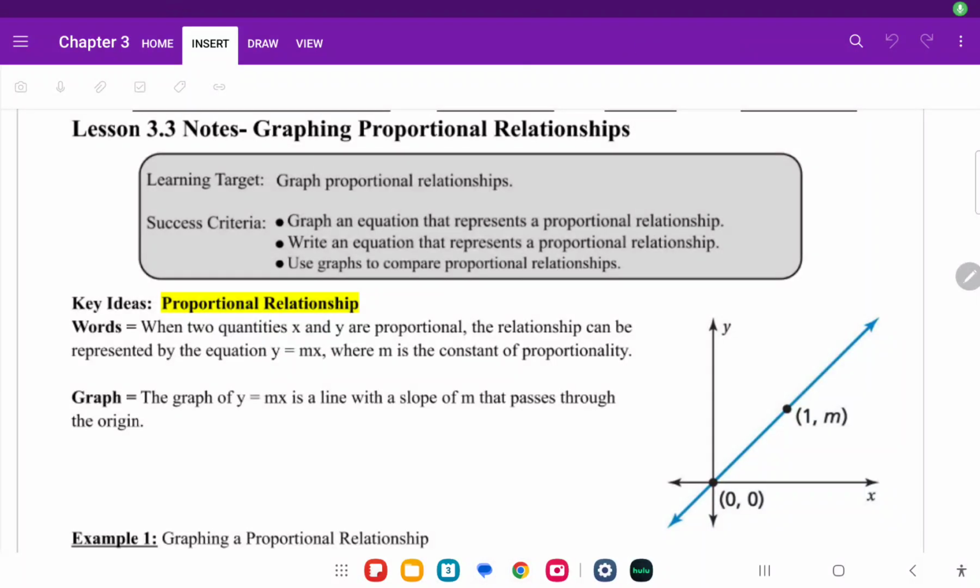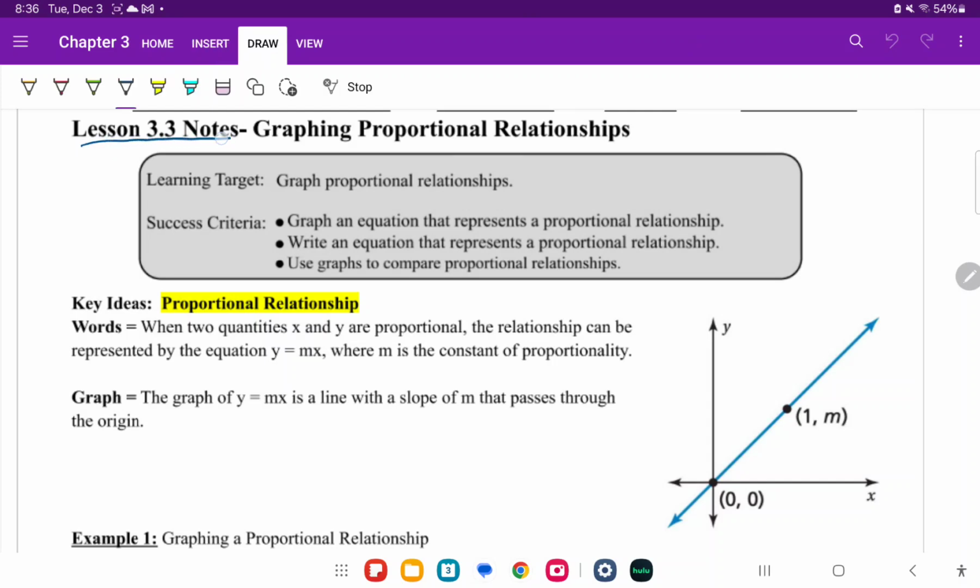All right. So I want you to underline the 3.3 notes. This is not practice. This is the notes, right?